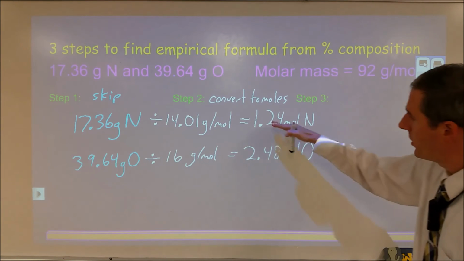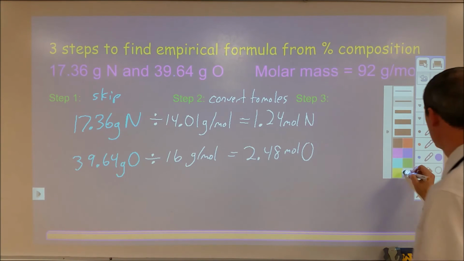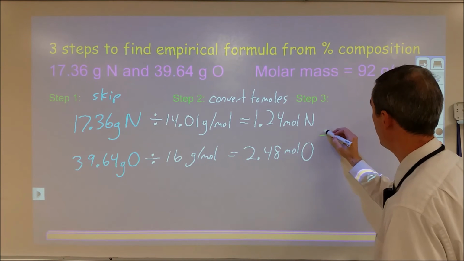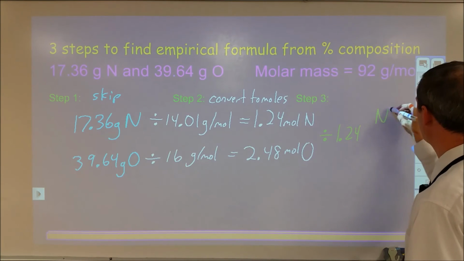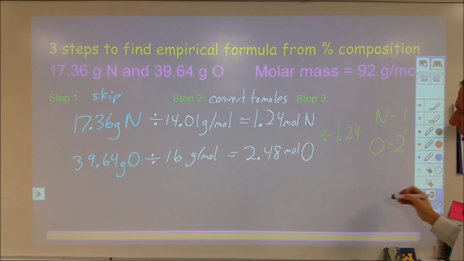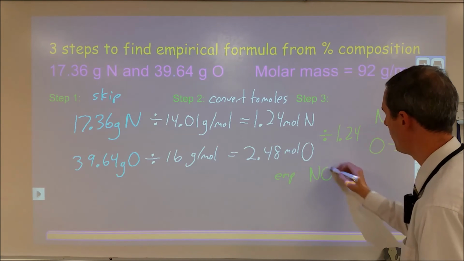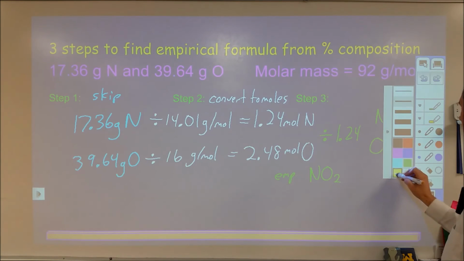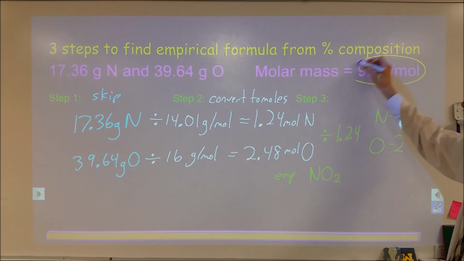So you might already see this, but our last step here, we're going to divide both by the smaller of the two, 1.24, which is going to come out to nitrogen being 1 and oxygen being 2. So our empirical formula is going to be NO2. Now for our molecular formula, it tells us our molar mass up here. So we have 92 grams per mole.